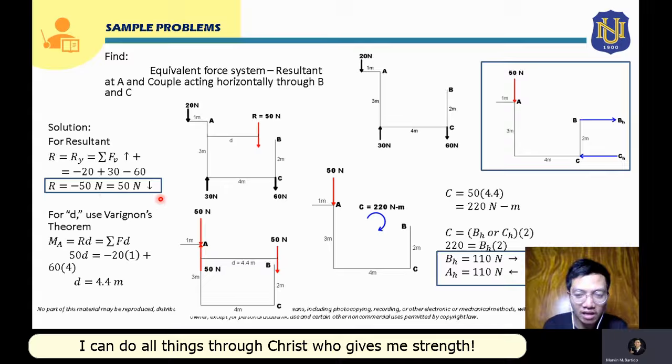This result is the answer for the resultant and also this system. So this will be the answer for this problem. Again, this system is an equivalent system of the original system. So they are equivalent systems.